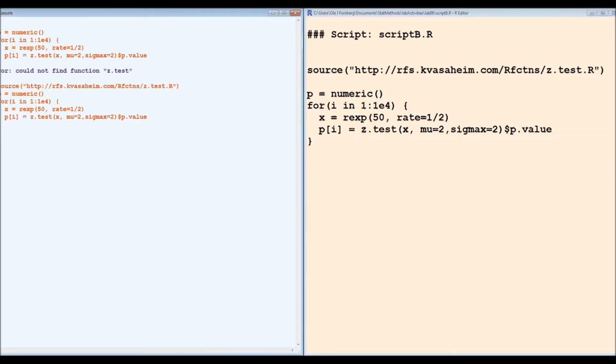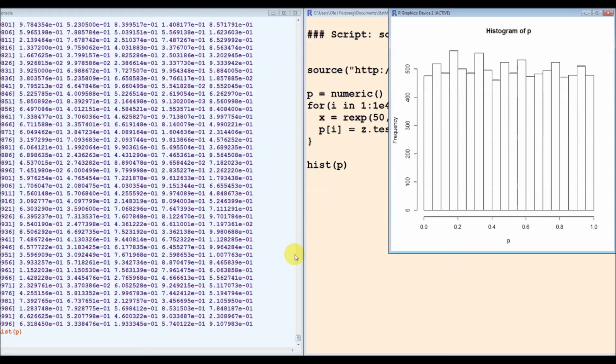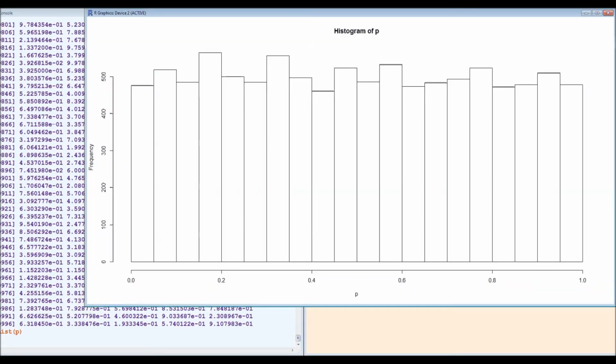But now what we can do is look at all the p-values. Notice my cursor is over here on the console window. So I type p, hit enter. Those are all the values that are stored in the p vector. Seeing them all doesn't really help us too much. Let's look at a histogram of p. Oh, there's a histogram of p. It looks like it could be flat. I'm not too sure. There's a lot of jaggedness. And that jaggedness comes from the fact that we're only using 10,000 iterations of this. If we upped it to 1 million, that would be much smoother, and it would be much easier to interpret.